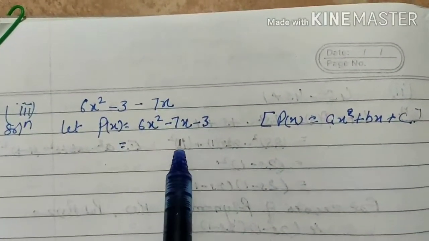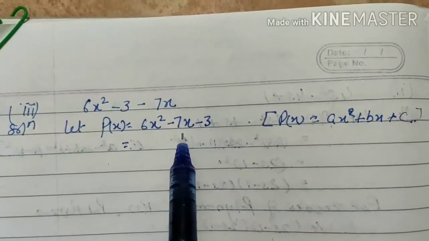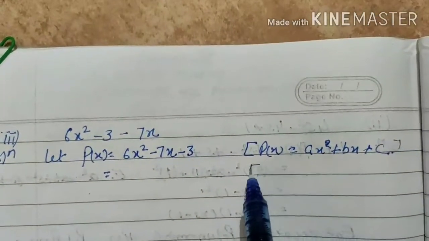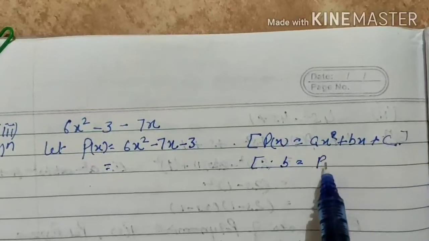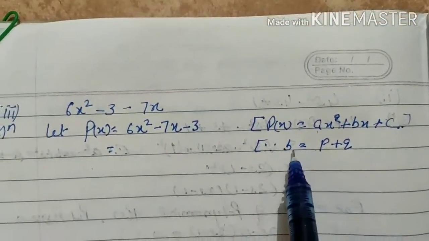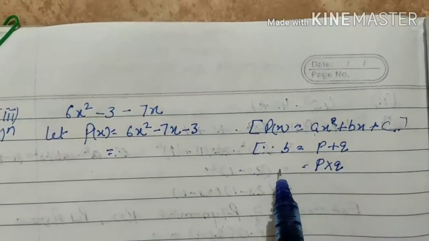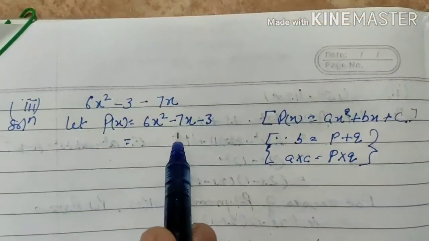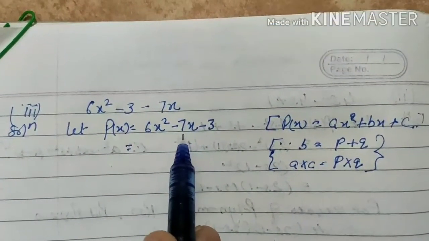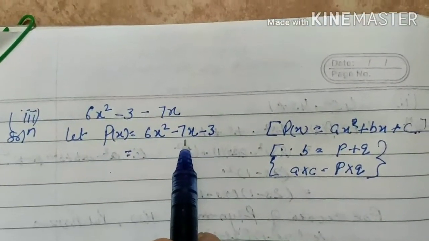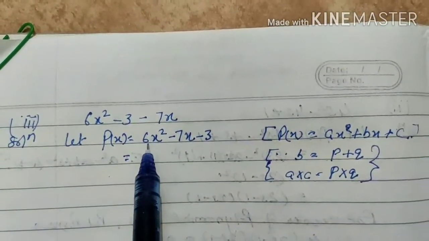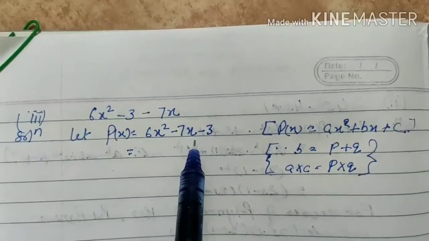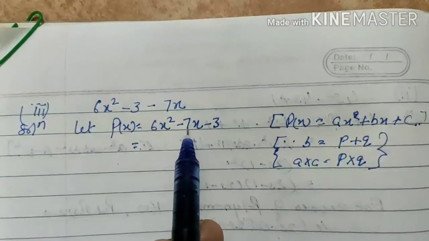Here we can use the mid-term splitting method. The middle term is minus 7, so break b into two numbers such that their sum equals b and their product equals a into c. This is the mid-term splitting method. So split b, that is minus 7, into two numbers such that their sum becomes minus 7 and their product becomes a into c. Here a is 6 and c is minus 3, so 6 into minus 3 becomes minus 18. So we have to find two numbers such that their sum becomes minus 7 and their product becomes minus 18.